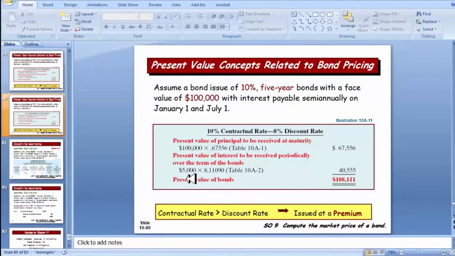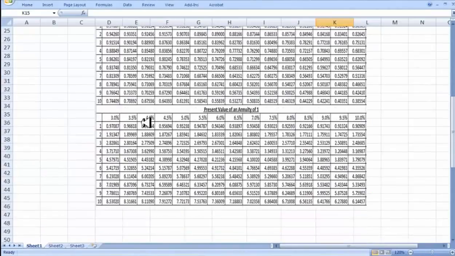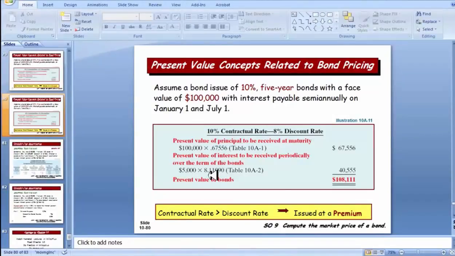What's the present value of this $5,000 every 6 months that we're receiving when you take an 8% rate of return, or 4% per payment? We go down here to our 4%, 10 periods, 8.11090. 5,000 times 8.11090. There you go. So there is the present value of the payment stream plus the present value of the maturity payment equals sale at a premium, $108,011.